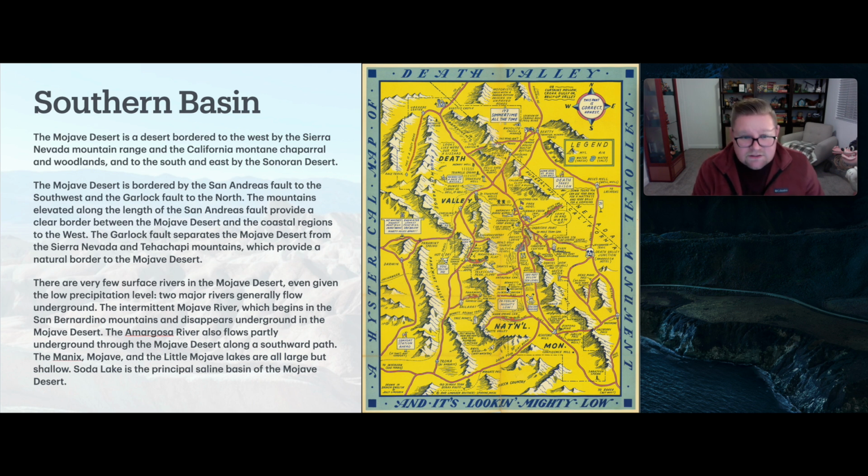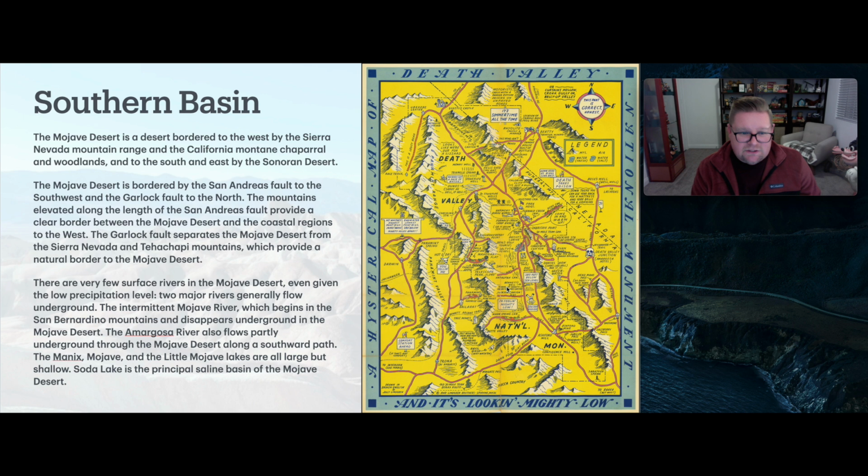The Garlock Fault separates the Mojave Desert from the Sierra Nevada and Tehachapi Mountains, which provide a natural border to the Mojave Desert. So the Mojave Desert is huge. Death Valley is in the Mojave Desert, so it even gets bigger. So this is just a small fraction when I mentioned Death Valley.